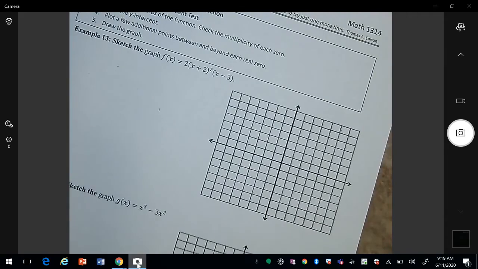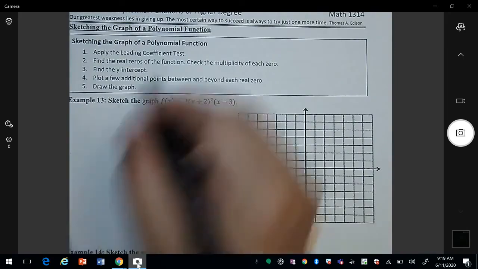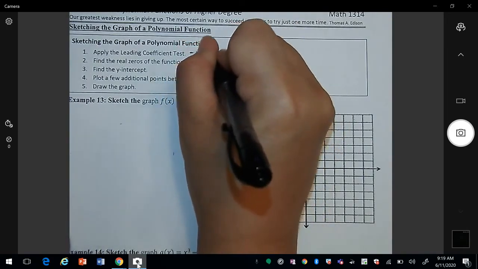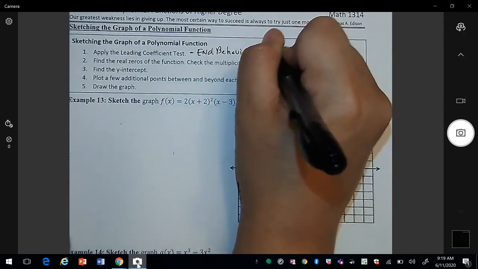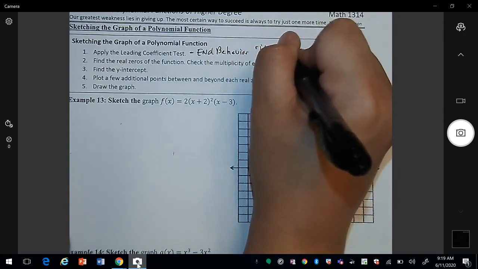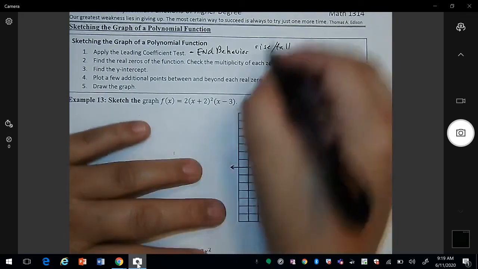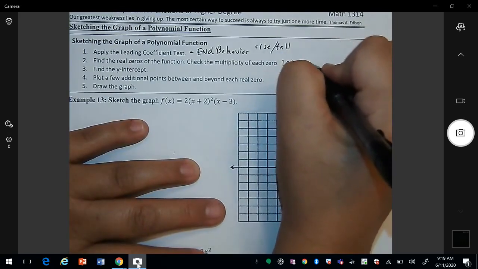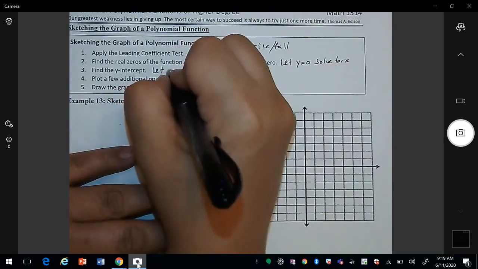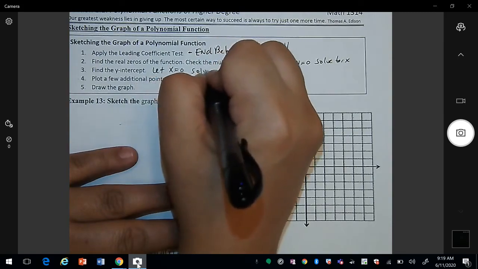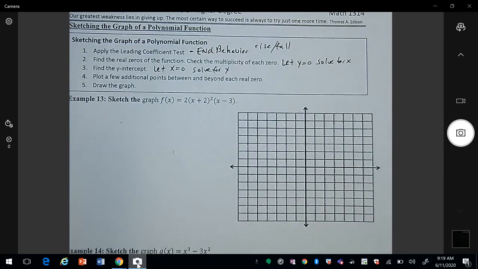Graph of polynomial. Okay, so these are the steps. Apply the leading coefficient test, which is just the end behavior. So basically, does it rise and fall? Find the real zeros. So for the real zeros, remember we let y equals 0 and solve for x. Find the y-intercept. We let x equal 0 and solve for y. And then plot additional points.